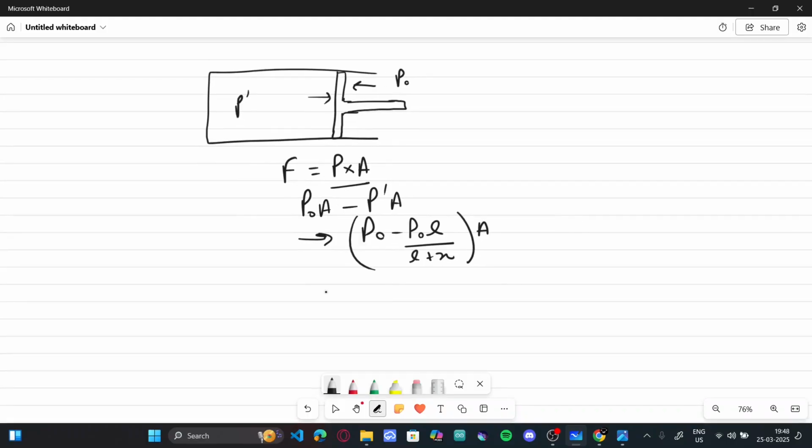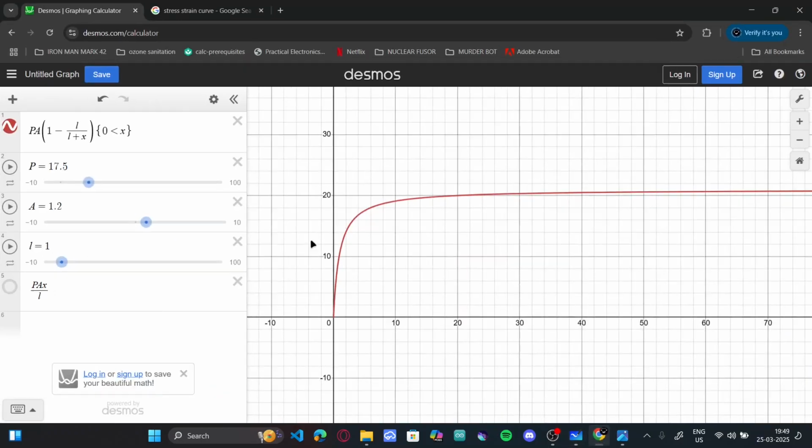Now this is not SHM. I mean, the force for SHM should be proportional to the displacement, right? And this is not. So now this is where the interesting part lies. Let's graph it in Desmos and see what kind of a graph it makes.